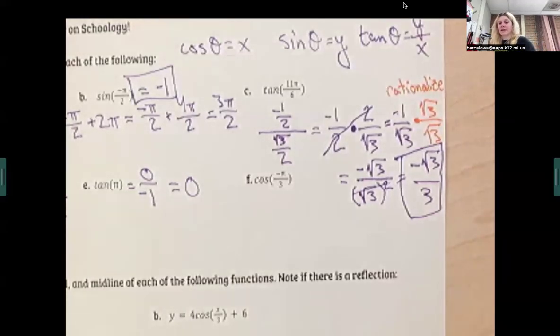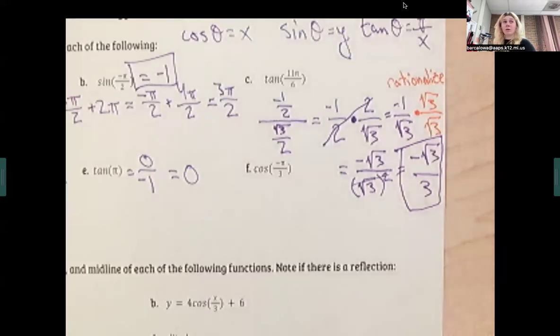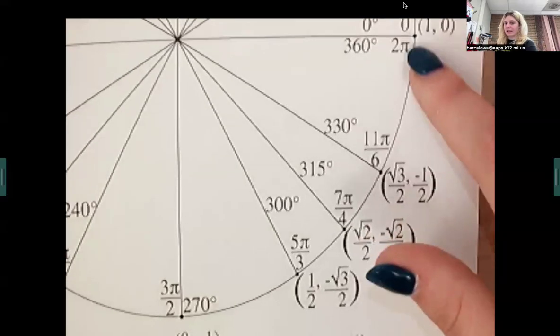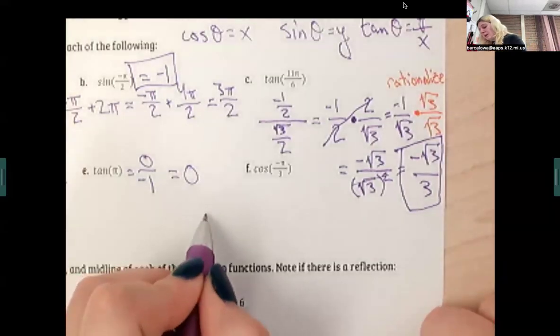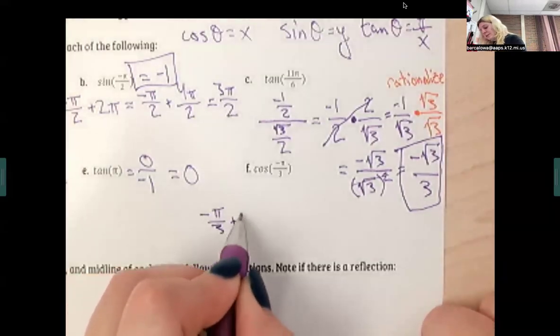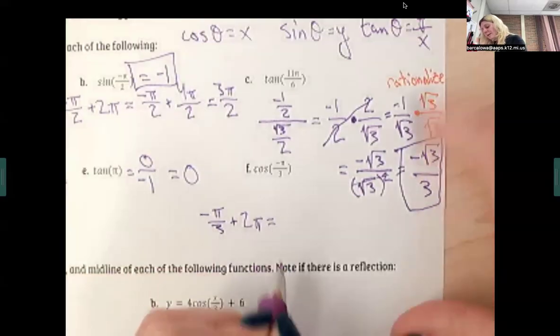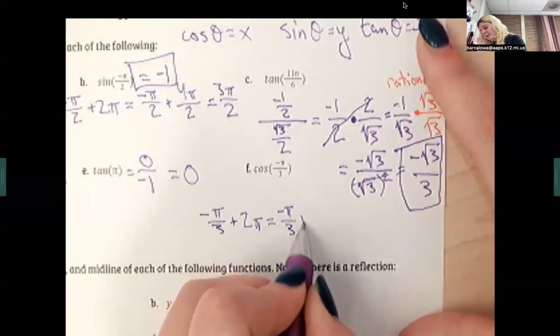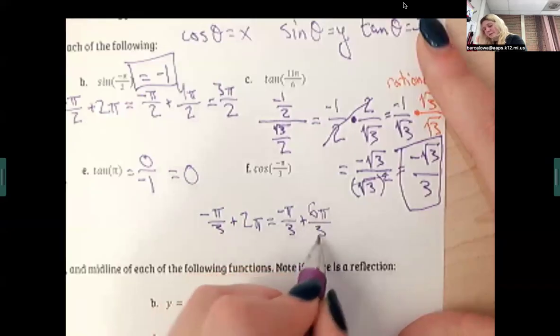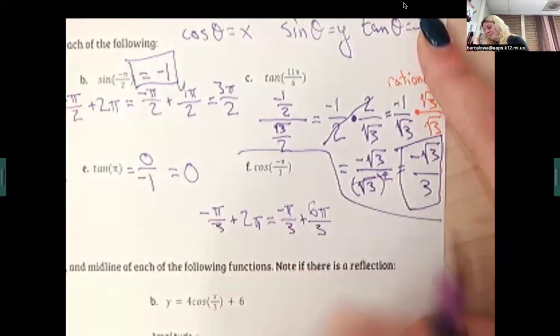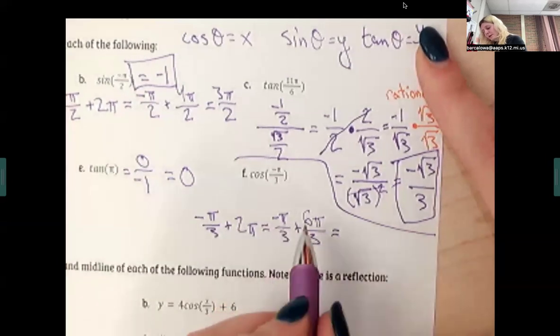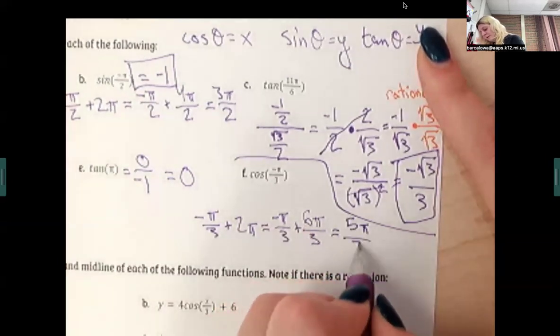Right? Cosine of -pi over 3. That's a negative angle, so we're going to have to find a co-terminal angle. Or it's 12 o'clock. Or you can think about rotating pi over 3 this way. Okay? So -pi over 3 plus 2 pi. Again, we need a common denominator, so -pi over 3 plus 6 pi over 3. Okay, -pi plus 6 pi will give me 5 pi over 3.